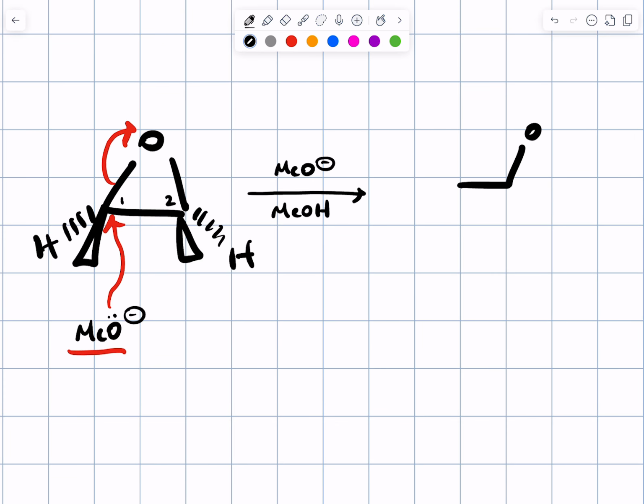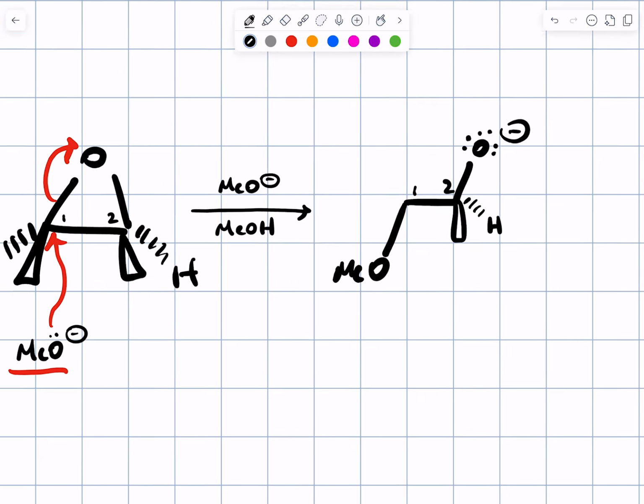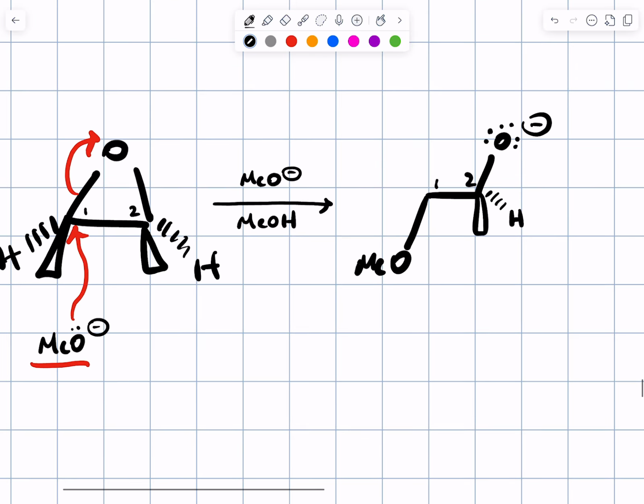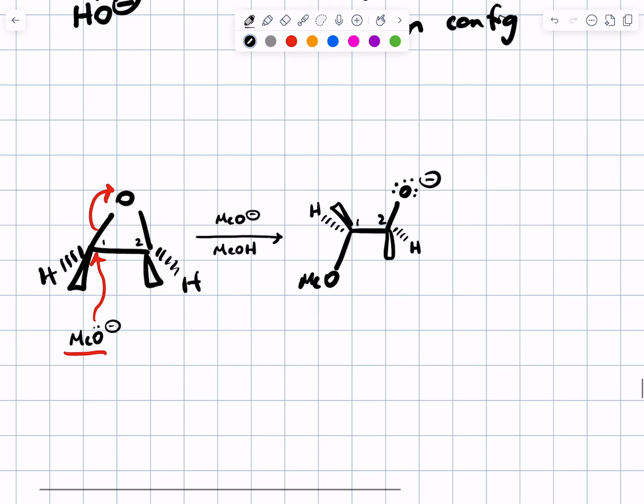We need to show inversion of configuration. We'll leave carbon 2 exactly the same as it was. We'll put the bond between the methoxy group and carbon 1, now pointing downward to the bottom of the page. The methyl group is still going to be a wedge, but now angled towards the top of the page. And the hydrogen is still going to be a dash, but now angled towards the top of the page.